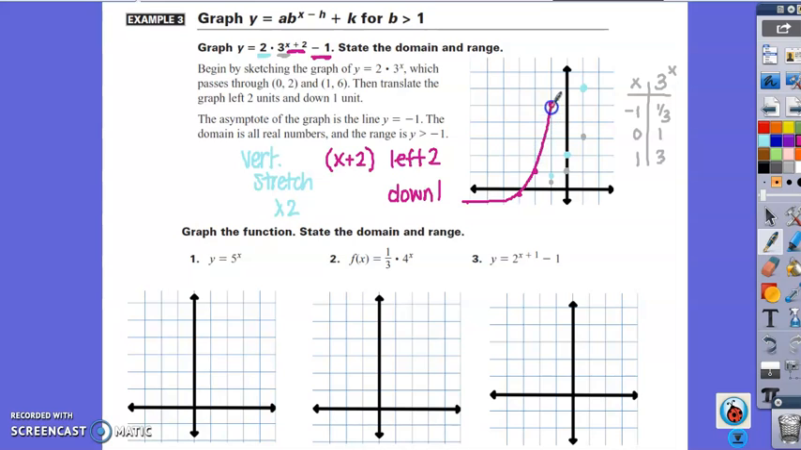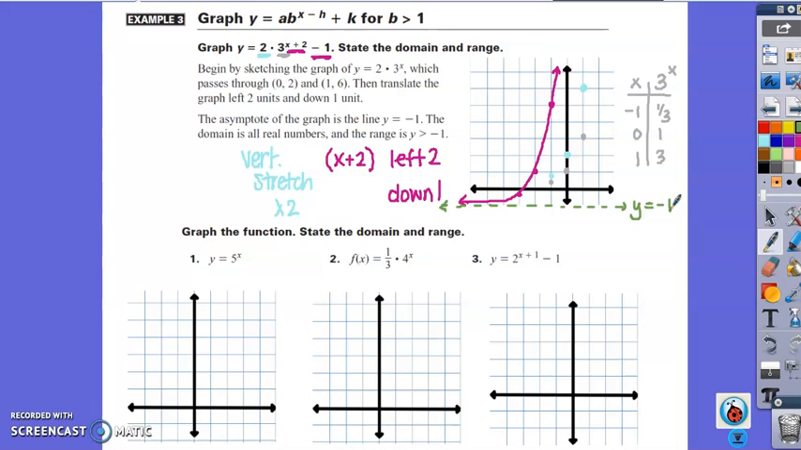Can you see that my asymptote must have moved too? And it was the down 1 that messed everything up. So now our new asymptote is down at y equals -1. Just sort of a grid line that exponential curve follows.